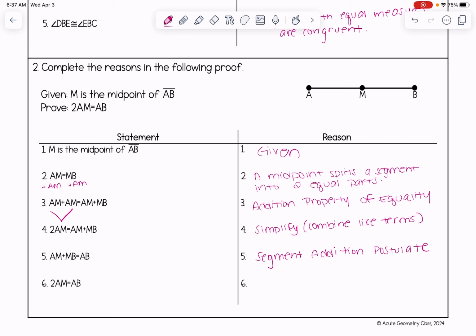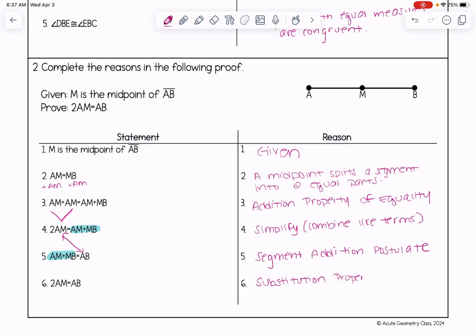All right, finally for line 6, our proof statement, we wanted to prove that 2AM is equal to AB. So take a look here at lines 4 and 5. Both of them have AM plus MB. That must mean these remaining pieces are equal. So 2AM and AB are equal, and that is by the substitution property.